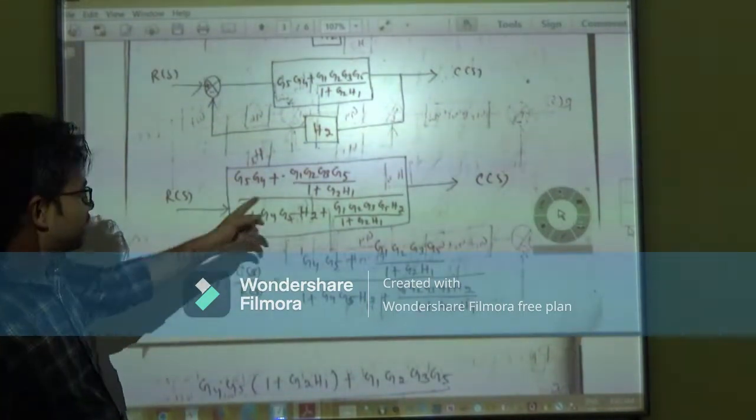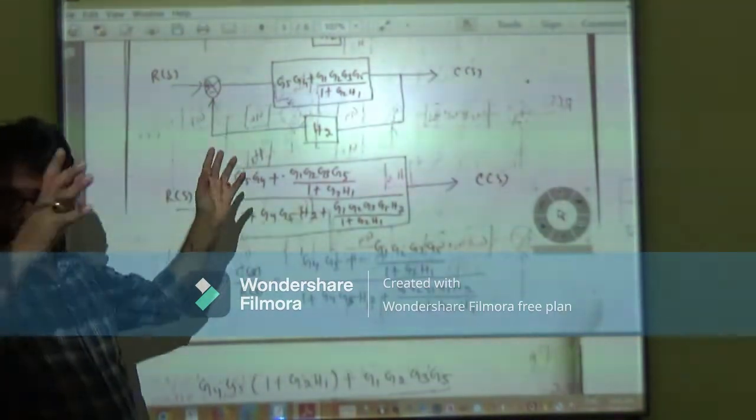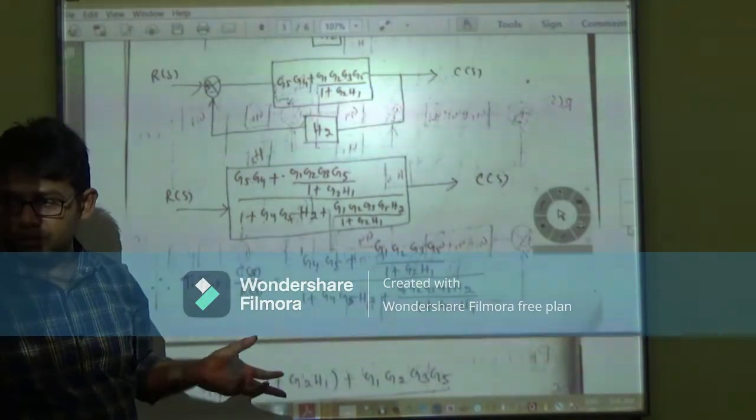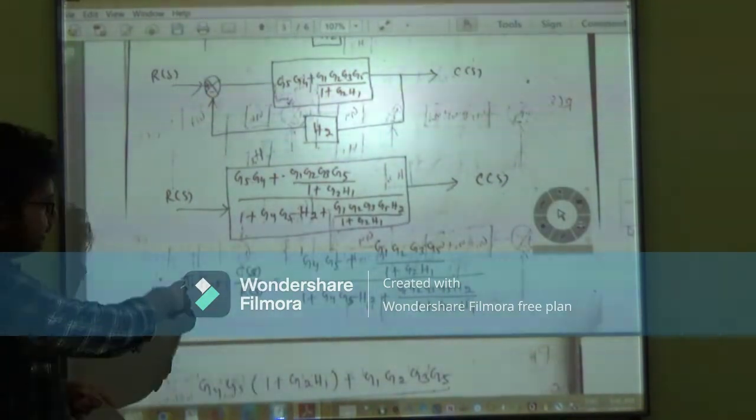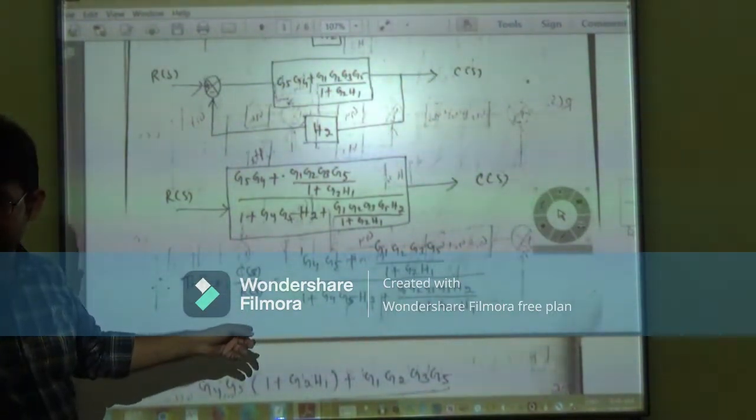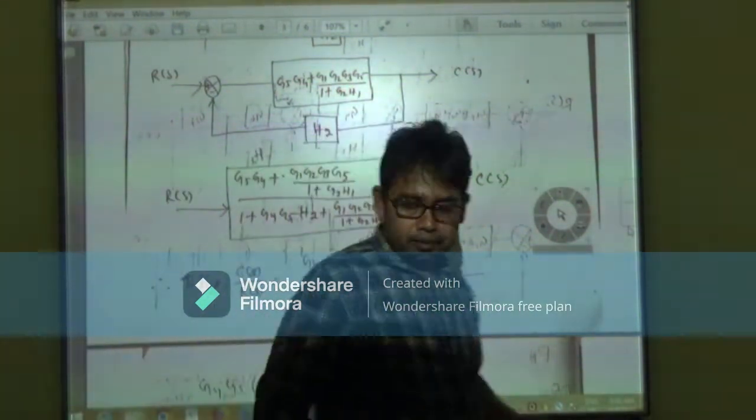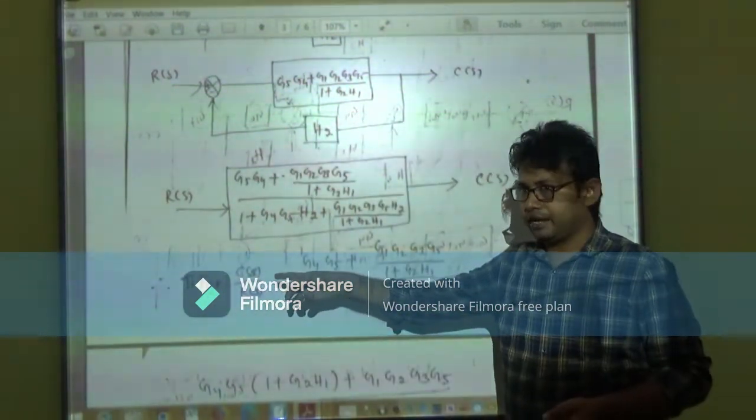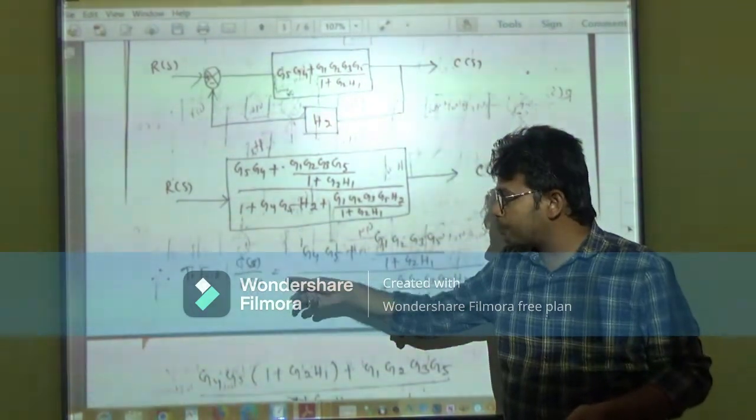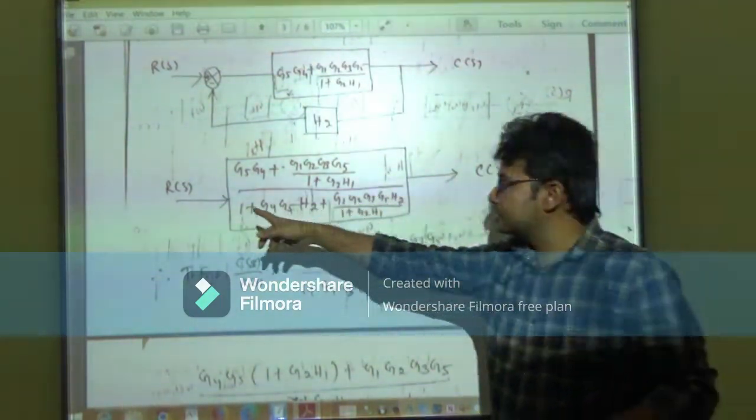Next, here we have R of S and C of S. The overall block reduces to one block. Then the transfer function equals C of S divided by R of S. We have already discussed this. The resulting value is the transfer function, C of S divided by R of S, where C of S is the output and R of S is the input.